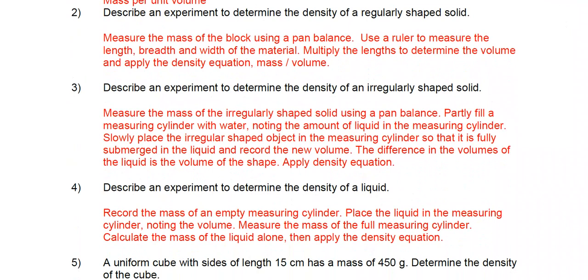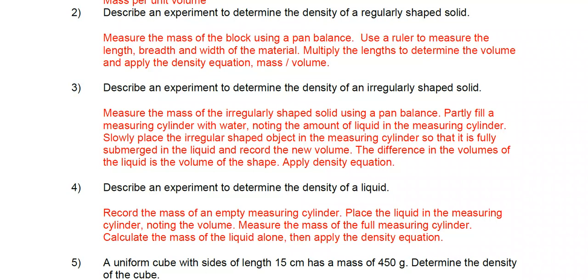You partially fill a measuring cylinder with water, noting the amount of liquid in the measuring cylinder. Slowly place the irregularly shaped object in the measuring cylinder so that it is fully submerged in the liquid and record this new volume. The difference in the volumes of the liquid is the volume of the shape, and then you apply the density equation.